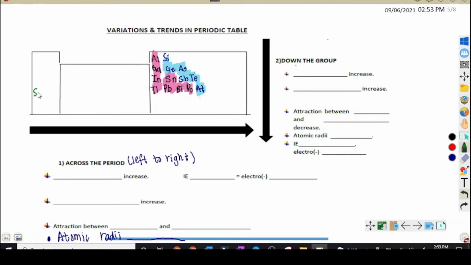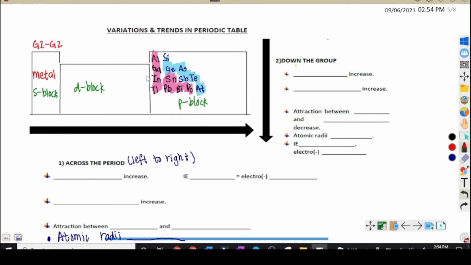Okay, so the first one on the left would be the S block, the middle one is the D block, and the right one would be the P block. Remember that we don't deal with the F element of the F block in the matriculation syllabus. The S block consists of group 1 until group 2, which is all metal.